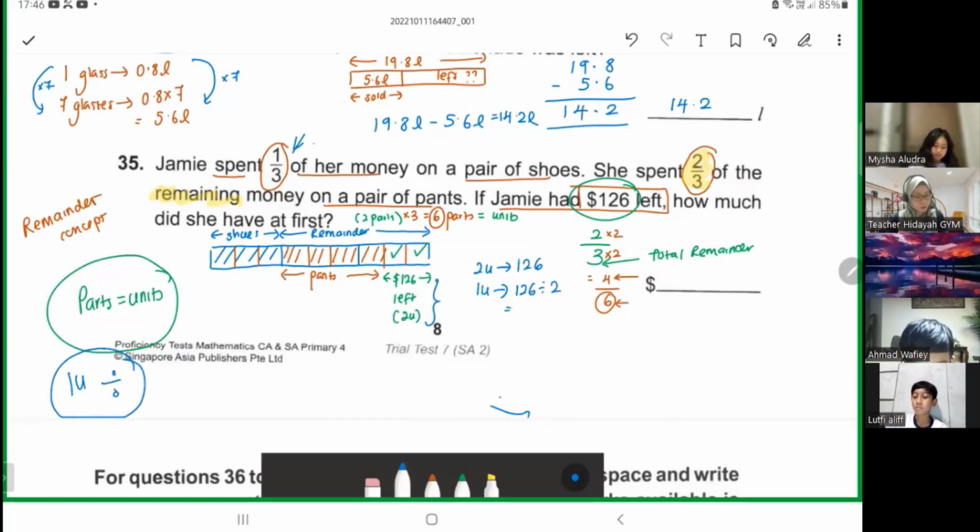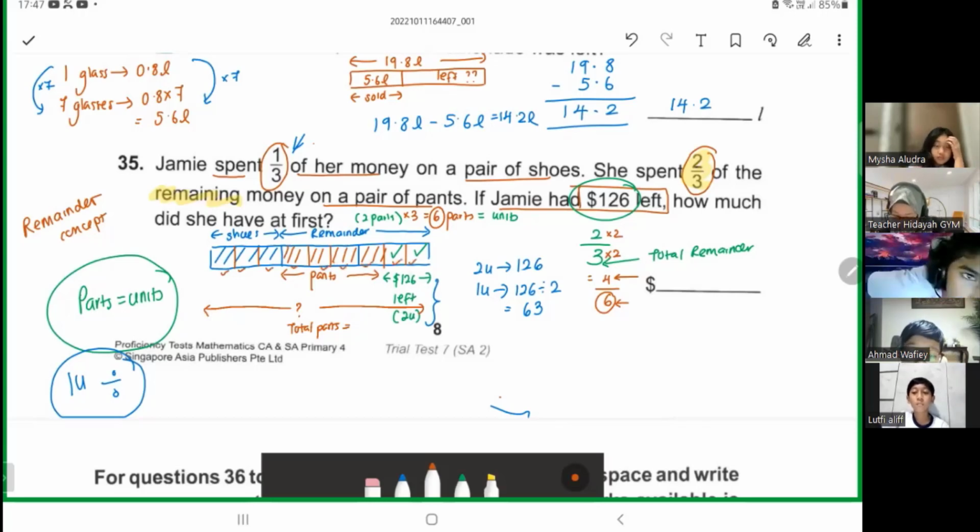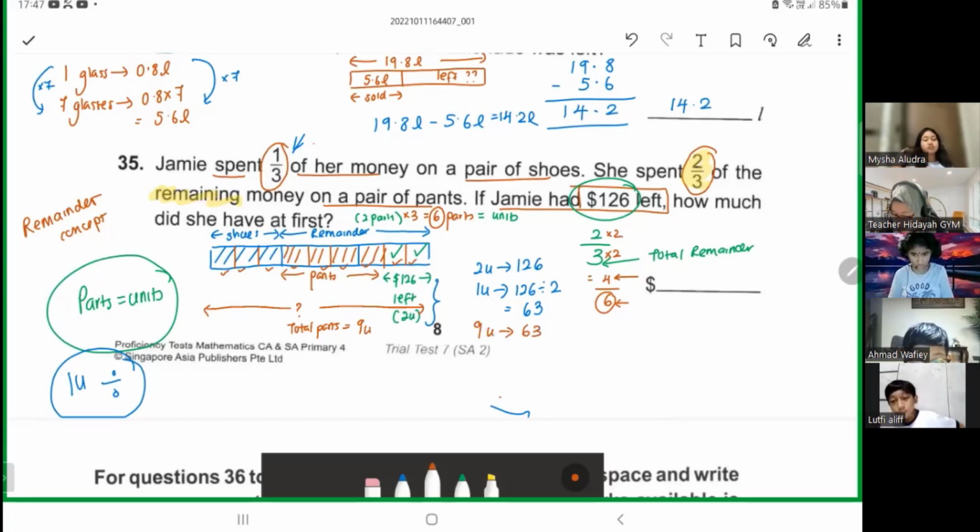And I will be getting 63. Now, how much money does she have at first? At first means everything, the total. The total parts or total units will be 1, 2, 3, 4, 5, 6, 7, 8, 9. Yep, 9 units. 9 units will be 63 times 9. And my answer will be $567. Answer. Remember the remainder concept. Copy down. Okay.